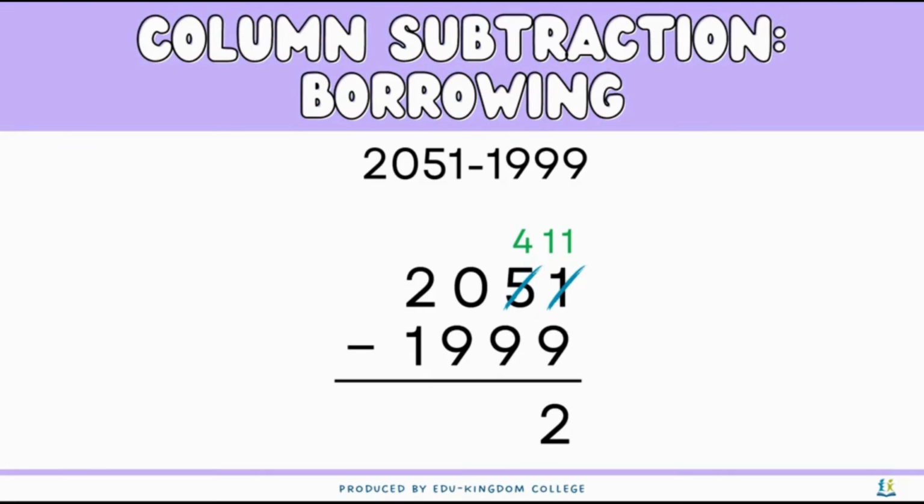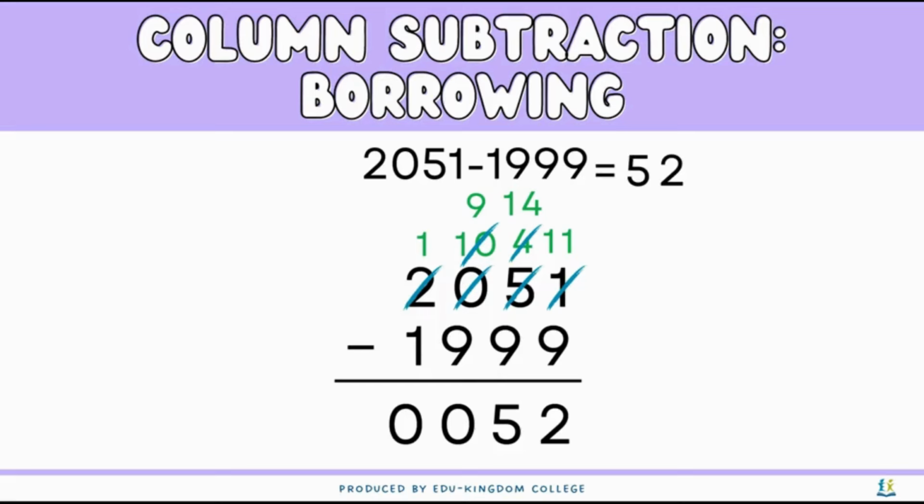But if I want to borrow from the hundreds place, the hundreds place is 0, so there's nothing for me to borrow. What I need to do is I'm going to borrow from the thousands. The thousands is going to turn into a 1, and that's going to borrow to the hundreds. The 0 is going to turn into a 10. Now that I have 10, I have enough to borrow to the 4. The 10 is going to turn into a 9, whereas the 4 is going to turn into a 14. So now I have 14 minus 9, which gives us 5. I have 9 minus 9, which gives us 0. 1 minus 1, which also gives us 0. So 2,051 minus 1,999 gives 52.